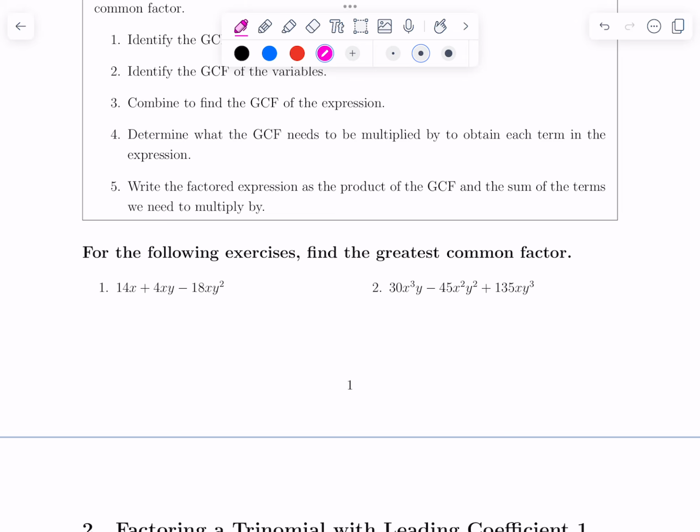So we have 30x cubed y minus 45x squared y squared plus 135x y cubed. The first thing is we're going to pull out the coefficients: 30, 45, 135. We see they all end with either a 0 or 5, which means they can be divided by 5. So here, 30 divided by 5, we get 6.